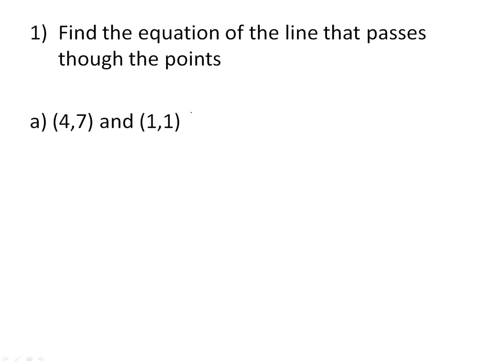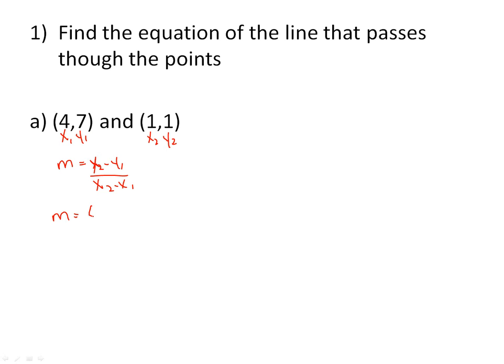So let's do an example. Find the equation of a line that passes through the points (4, 7) and (1, 1). I start off by figuring out what my slope is using m equals y2 minus y1 over x2 minus x1, and I can call my points whatever I want. I'm going to call this one x1, y1, and this x2, y2. So now that I've identified my points, I can fill my information into my formula.